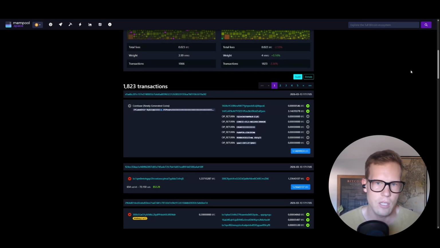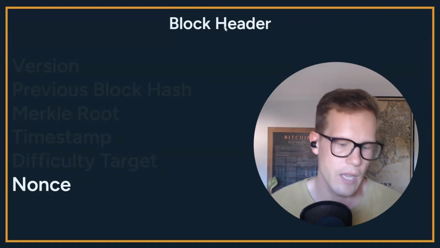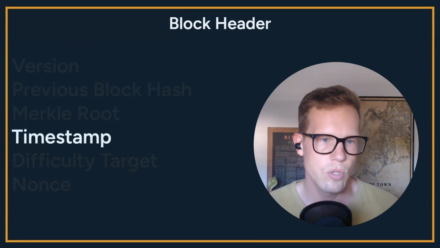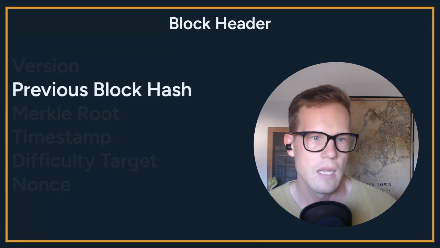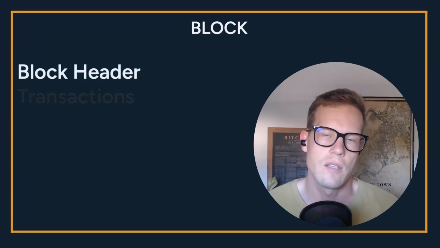And that concludes it, right? So to go back, we have in the block header the nonce, difficulty target, timestamp, Merkle root, previous block hash, and the version. And then the block itself consists of the block header and the transactions.